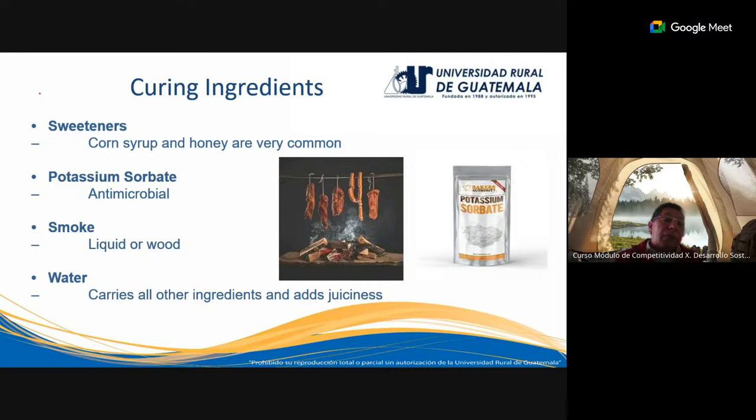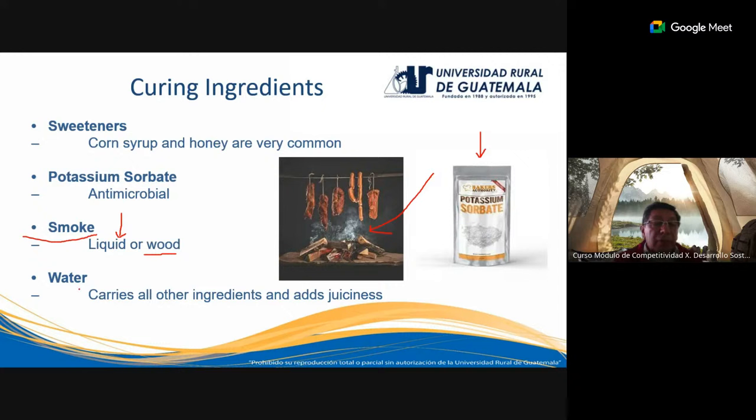We can see that sweeteners like corn syrup and honey are very common. This is the product we were checking on the previous slide. We can also use potassium sorbate as an antimicrobial. We can see here a bag of potassium sorbate. And also we can use smoke, in liquid form or wood. In this picture, we can see the smoke that is used to preserve meat.